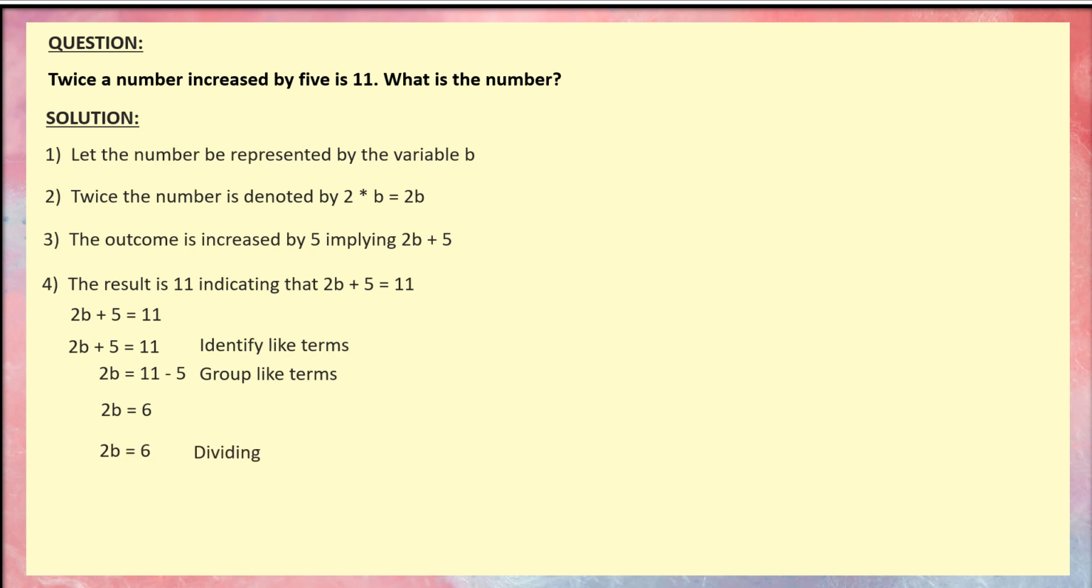So what we'll do now is to solve for b, and that will be simply achieved by dividing through by 2. That is, dividing through by the coefficient of b, which is 2. And if we do that, we'll just simply have 2b over 2 is equals to 6 over 2. And that gives us b is equals to 3. So the number we've solved for is 3.